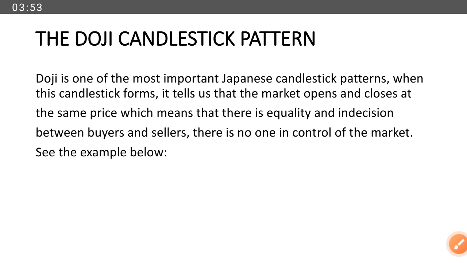When I started talking about candlestick pattern, we talked about the opening price and the closing price. For a bullish candlestick, the opening price is down while the closing price is up. For a bearish candlestick, the opening price is up while the closing price is down. But in the case of a Doji candlestick, the opening price and the closing price are the same. Look at this.